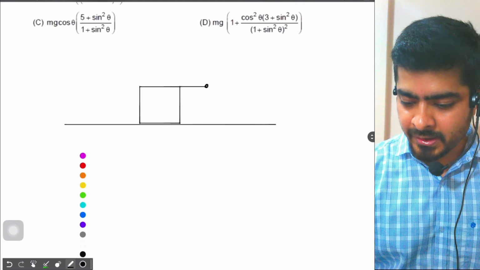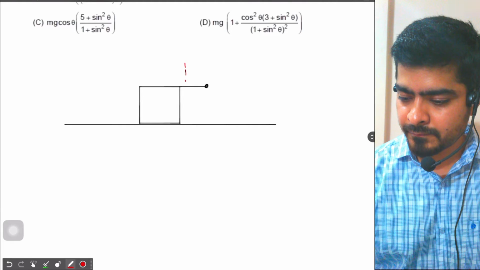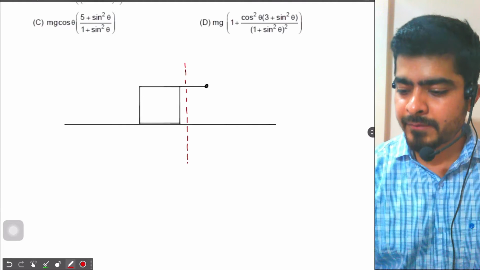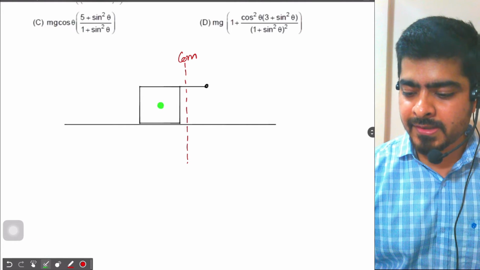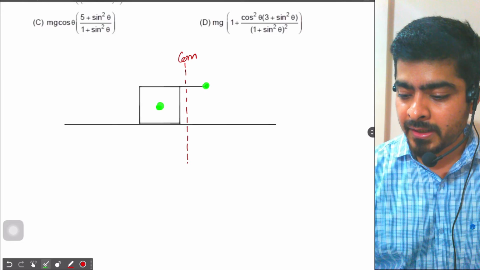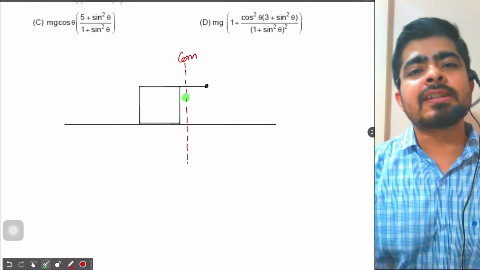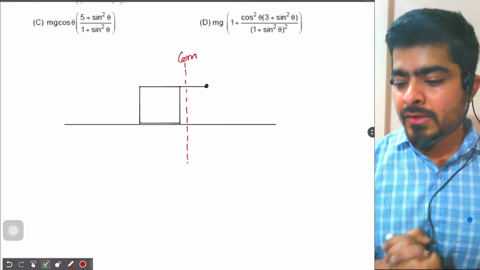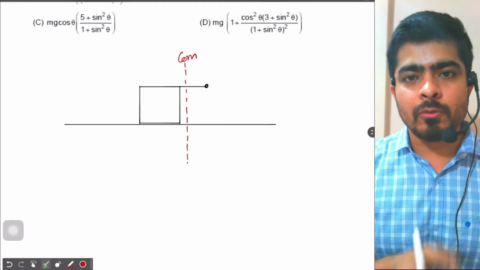If you look at the center of mass, the center of mass will be somewhere over here, right? The line of COM will be somewhere over here. This is the center of mass of the block. This is the particle. So the center of mass will lie at the center at this position. Okay, and obviously there is no horizontal external force involved, so the center of mass will not move horizontally, it will only move vertically.